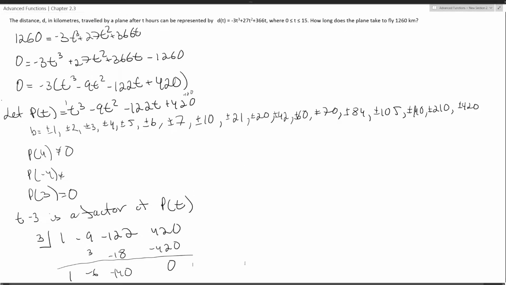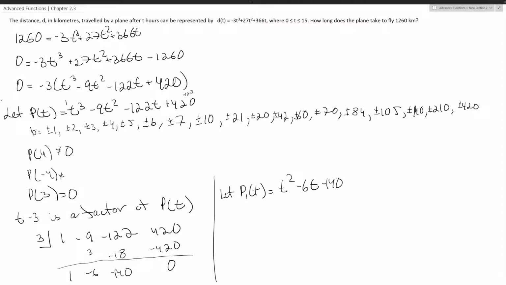Okay, so we have our new value. I'm going to write it over here. So we have p1 of t equal to our new value, which is t squared minus 6t minus 140. Can this number be factored? It has to multiply to negative 140 and also add up to negative 6. Let's quickly check. We could use the quadratic formula for that.